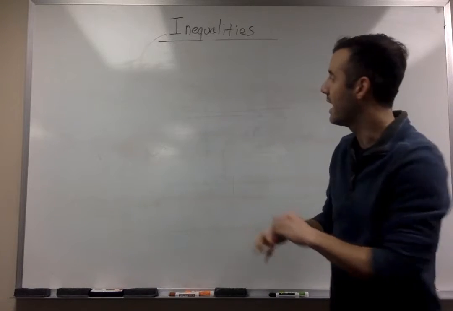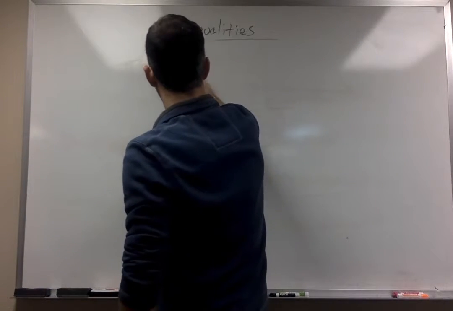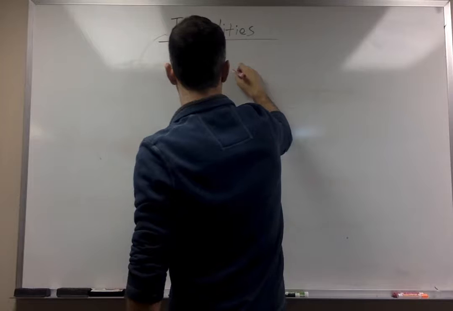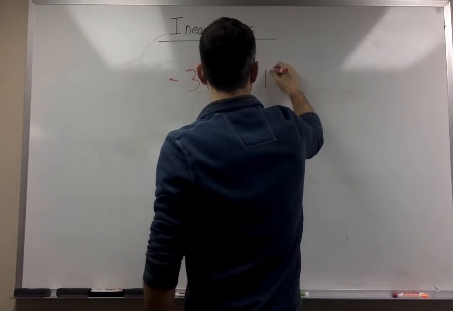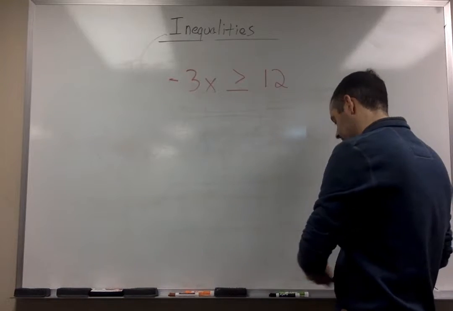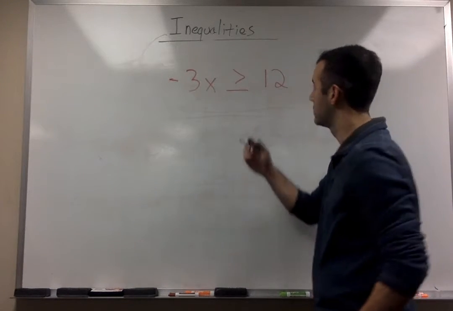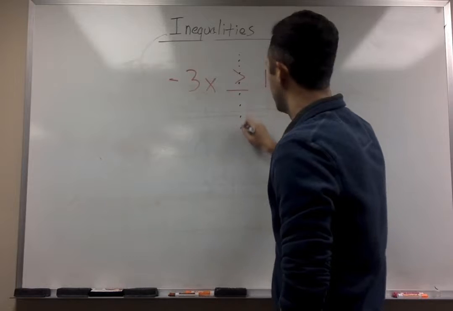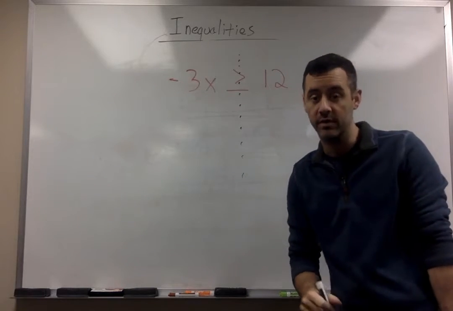So let's say we have -3x is greater than or equal to 12. Remember, we're just going to solve it like we would a normal algebra problem. We'll put our dotted line down the equal sign or the unequal sign.